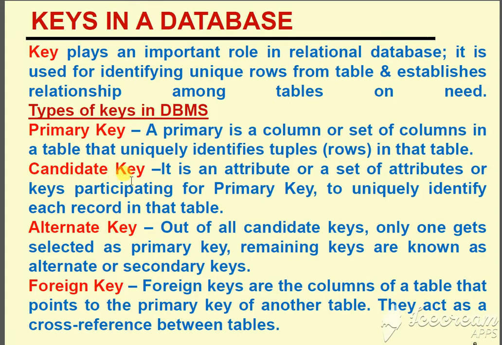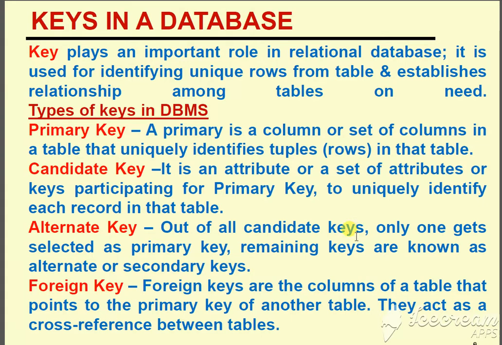Now, candidate key means an attribute or a set of attributes, or the keys participating for the primary key, that uniquely identify each record. Candidate key also helps to uniquely identify the record. But it cannot be said totally to be a primary key. Alternate key: out of all the candidate keys, only one gets selected as a primary key.